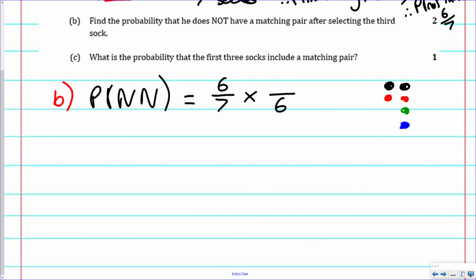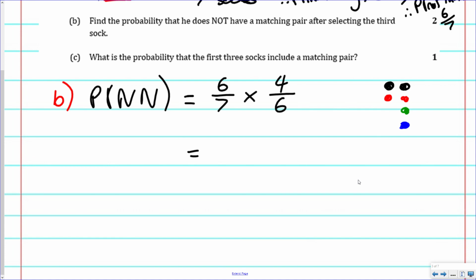So what we're saying here is, yes, I can't choose blue, because that's what we chose first, but we can't choose green either, because then we'd still have a matching pair. So really, we're not going to be considering these. Neither of these fit that situation anymore. Meaning that we can only choose a red one or a black one. So there's 4 socks that we can choose from. So 4 over 6. And now that we've got that, we're going to multiply them together.